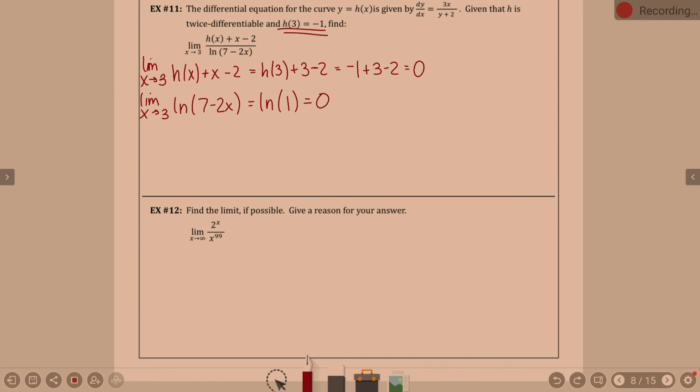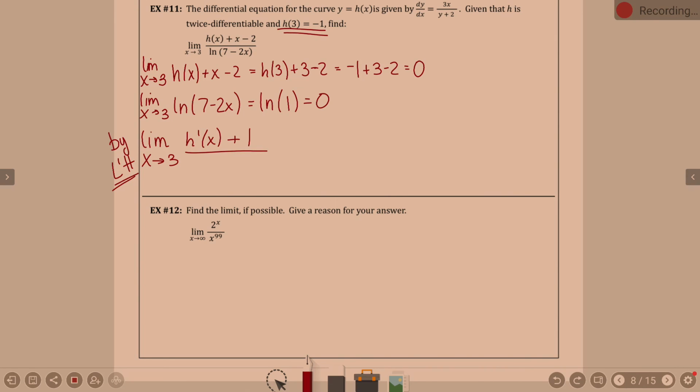So what do we need to do? L'Hopital's rule? They gave us derivative information up above. That's your clue, right? There's your sign. So, I'm just going to jump right in. I'm going to say by L'Hopital's, off to the side here, limit as x approaches 3. Derivative of h of x is h prime of x plus derivative of x is 1 minus derivative of 2 is nothing.